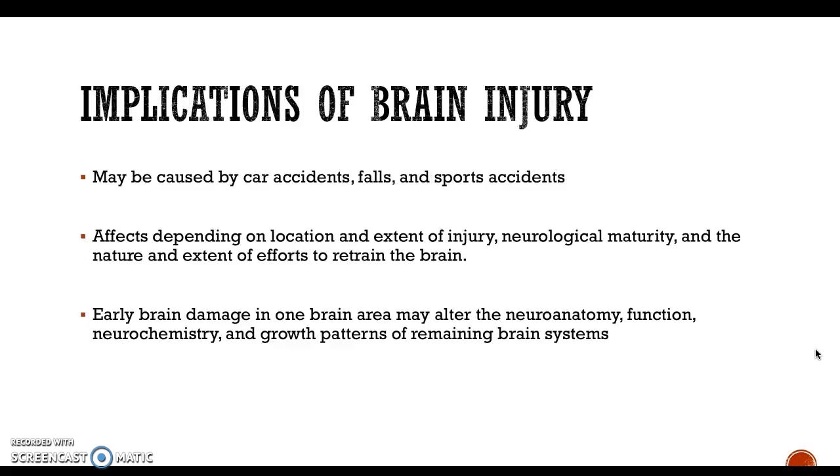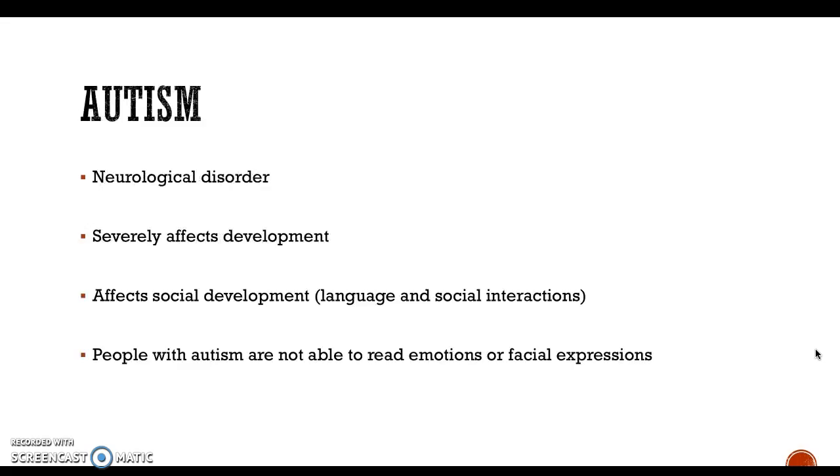Implications of brain injury: brain injuries may be caused by car accidents, falls, or sports accidents. Effects depend on location and the extent of the injury, the neurological maturity of the child, and the nature and extent of the efforts to retrain the brain. Early brain damage in one brain area may alter the neuroanatomy, function, and neurochemistry and growth patterns for the remaining brain systems.